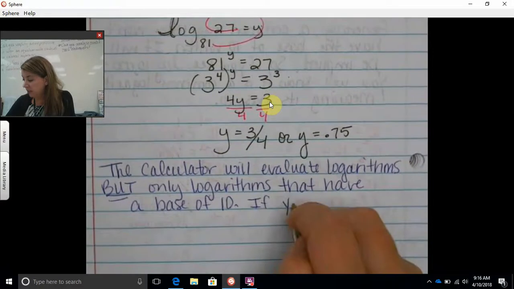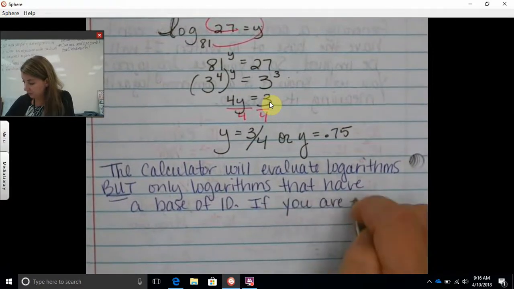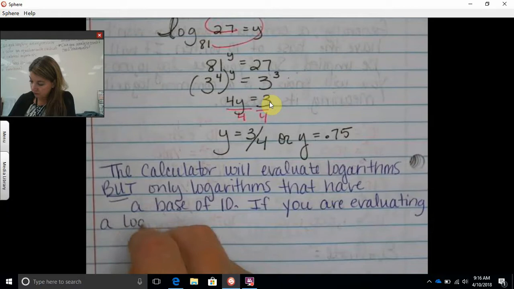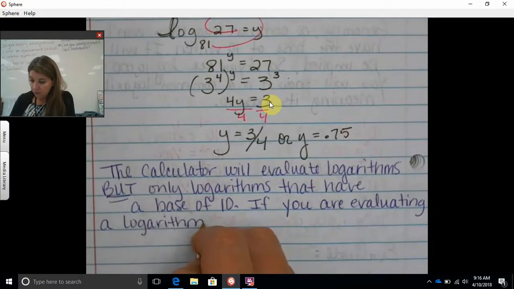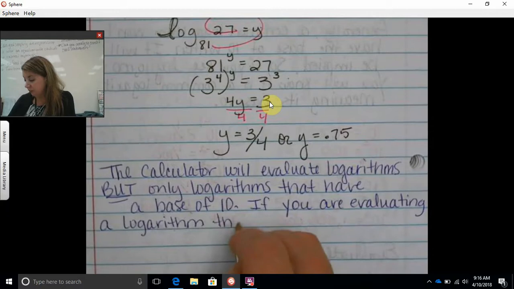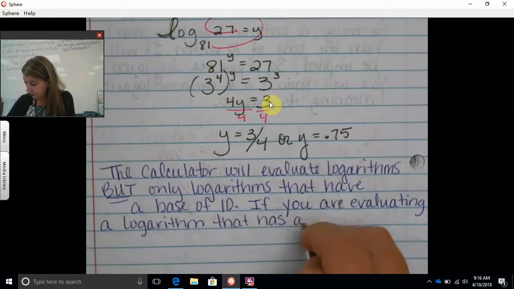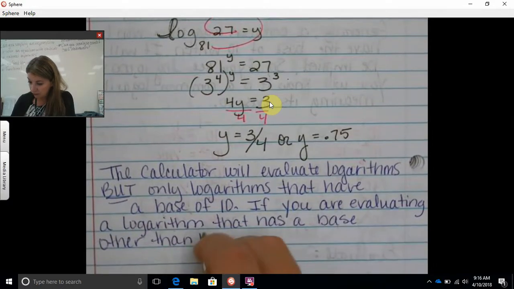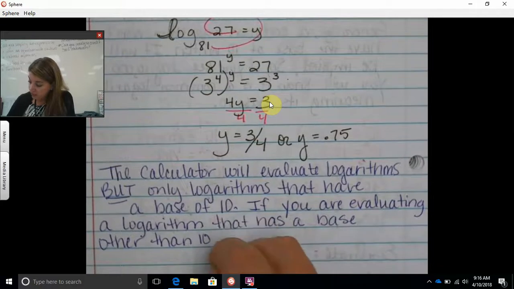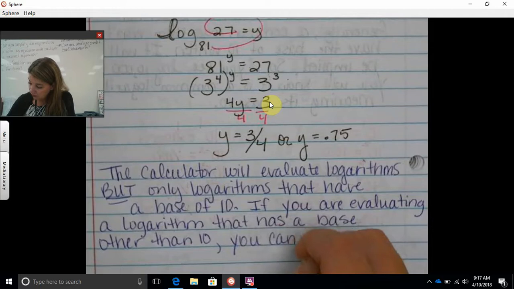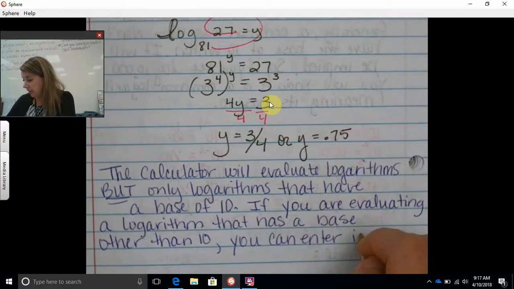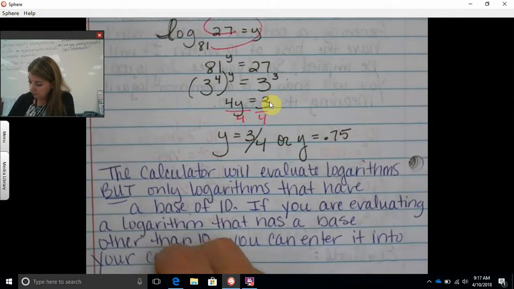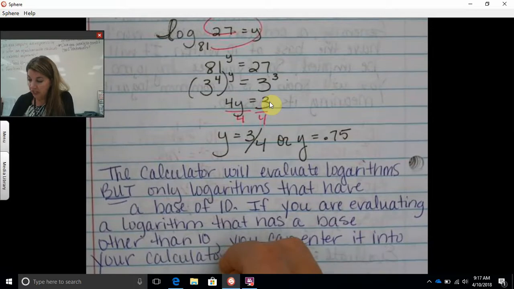If you are evaluating a logarithm that has a base other than 10, you can enter it into your calculator using the change of base formula.